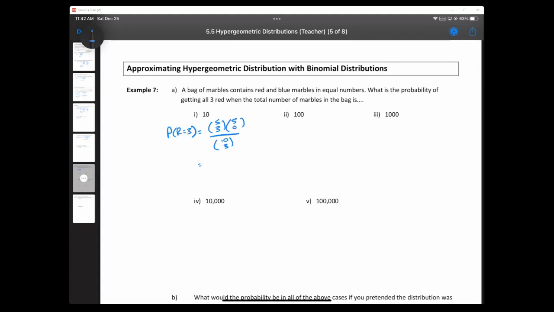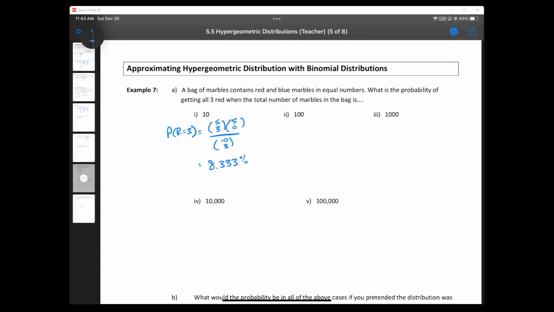So 5 choose 3. The 5 choose 0 does nothing. Divide by 10 choose 3. And I get 8.33%. And these ones, actually, you know what? I think I'm going to keep 3 decimals on these just to show you something interesting.